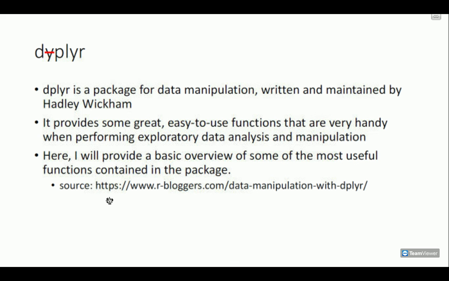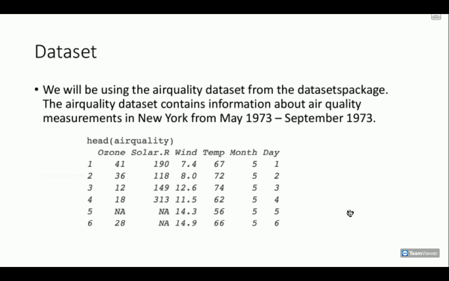So I have one link over here which shows some of the functions that I'm showing over here, picked up from this link. For this, we'll be using the air quality data set. I think you have seen this previously. It has measurements of ozone, solar radiation, wind, temperature, and month and day.